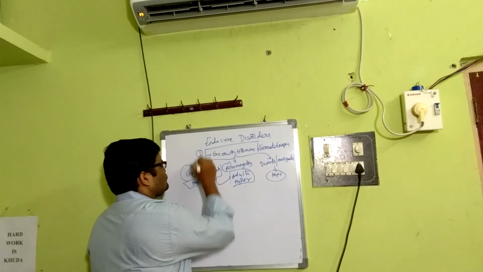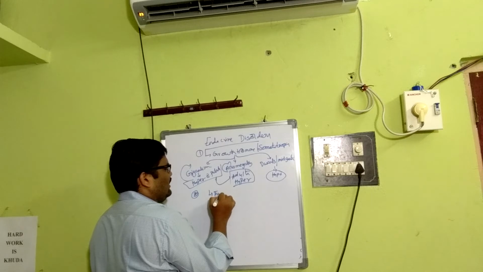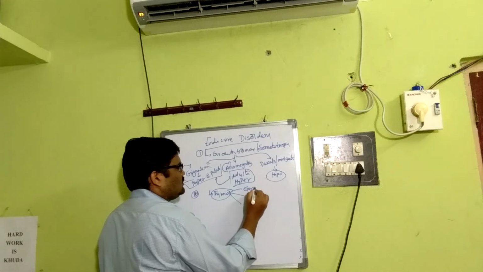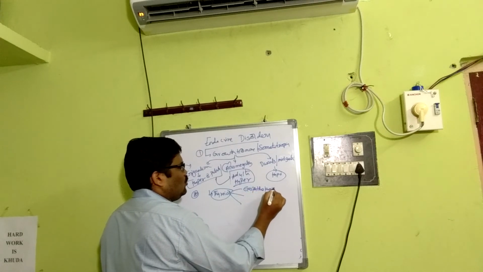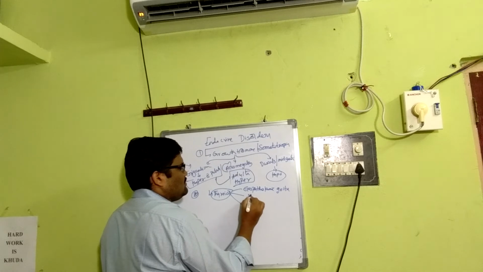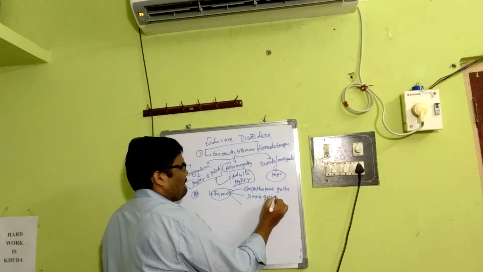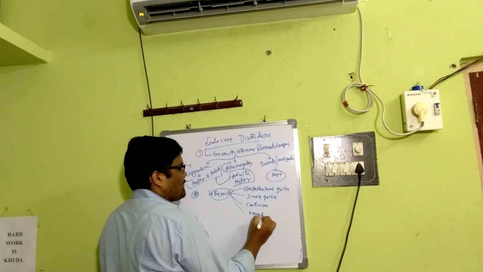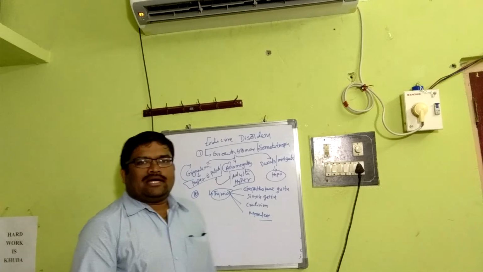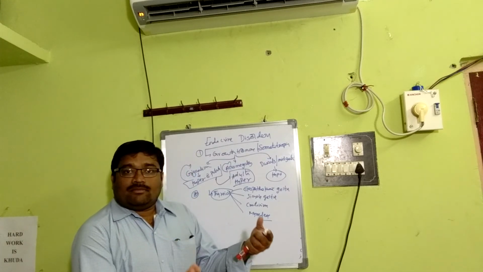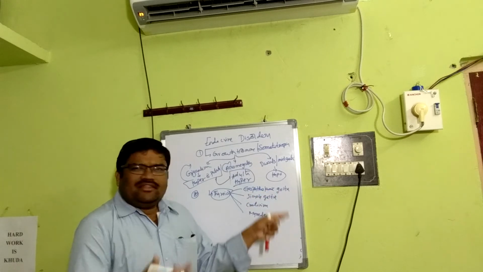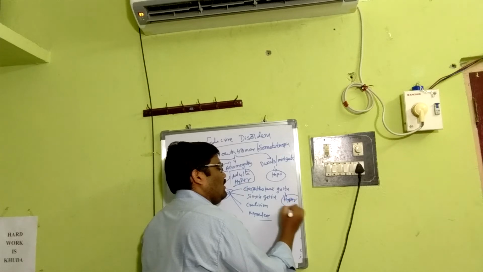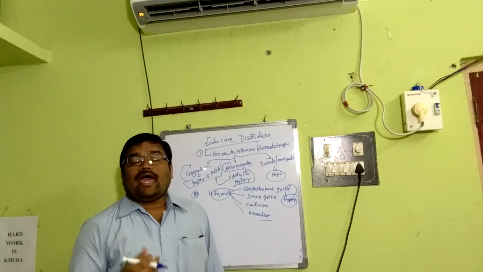Then the next one is the thyroid gland. There are three things: exophthalmic goiter, simple goiter, cretinism, and myxedema. The thyroid gland we have discussed already. It is essential for BMR, basal metabolic rate. When there is hypersecretion of thyroid hormones, it leads to exophthalmic goiter.